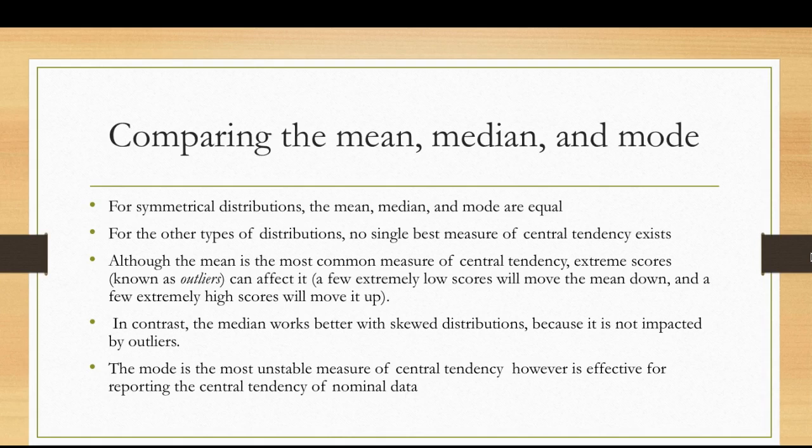The mode is the least stable statistic of central tendency. It could be erratic and not very accurate in smaller groups of scores, and it is not an accurate measure of central tendency in skewed distributions.